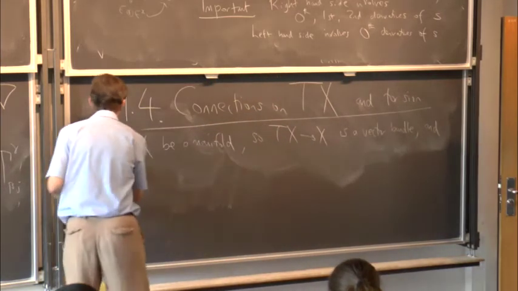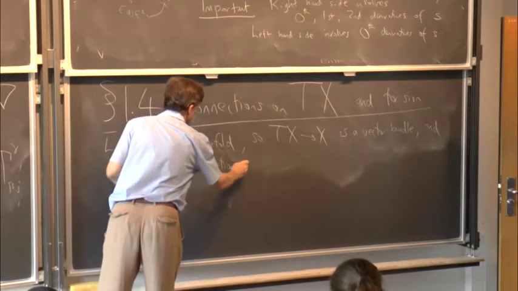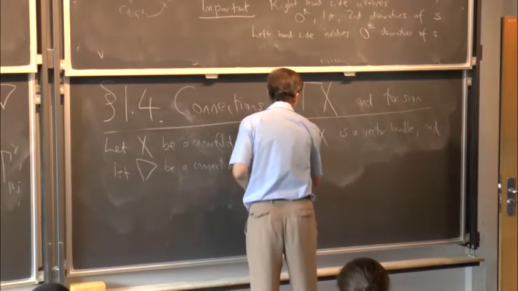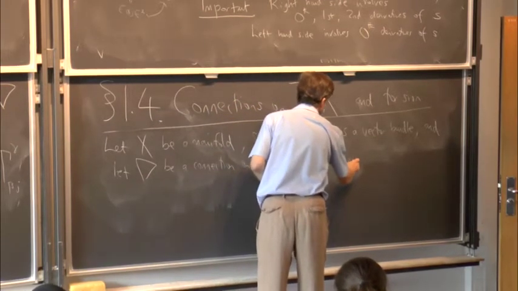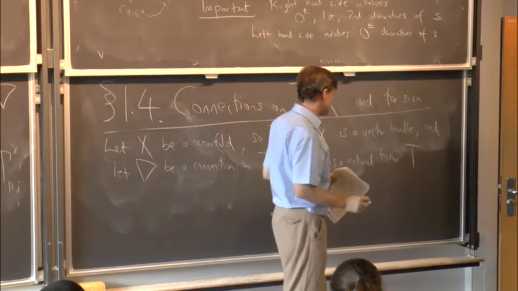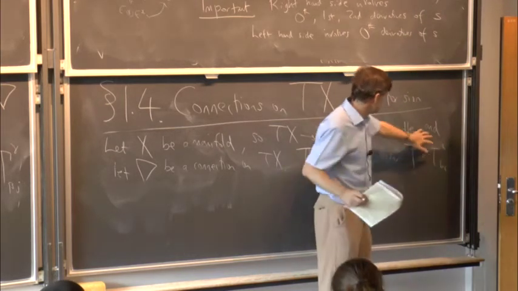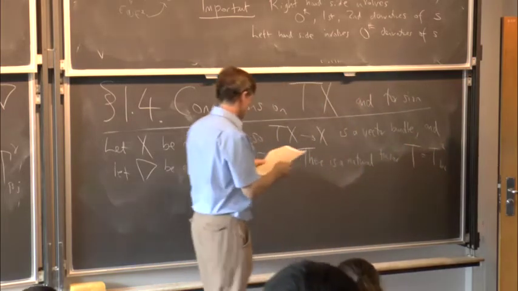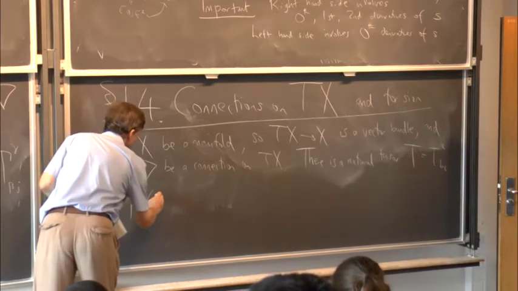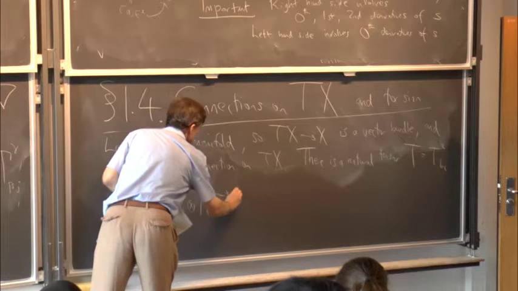Let nabla be a connection on TX. There is then a natural tensor T, which in tensor index notation is of the form T upper A lower BC. So it's got one tangent bundle index, two cotangent bundle indices. This is in sections of TX tensored with lambda 2 of T star of X.